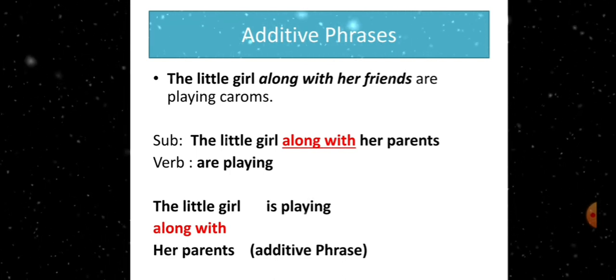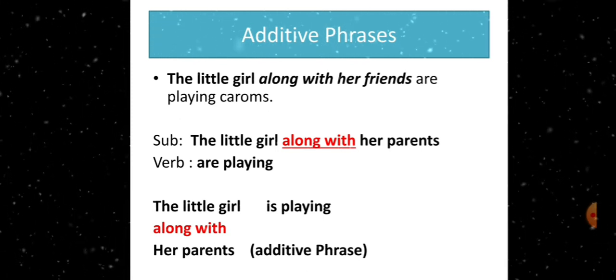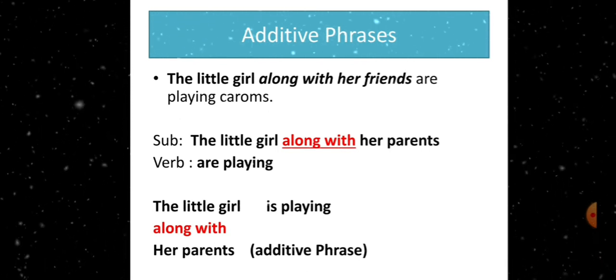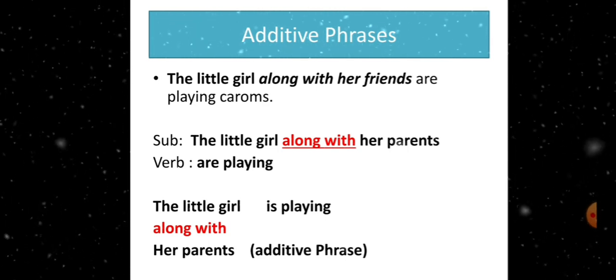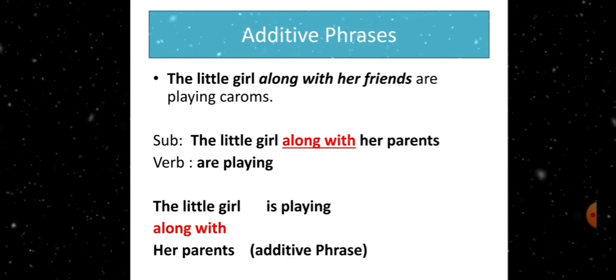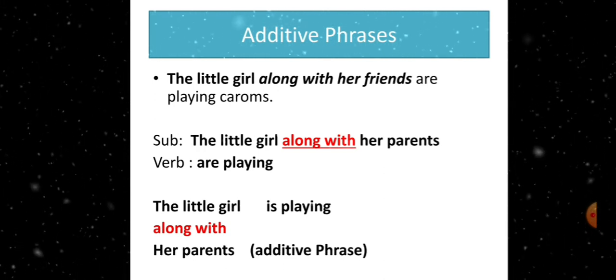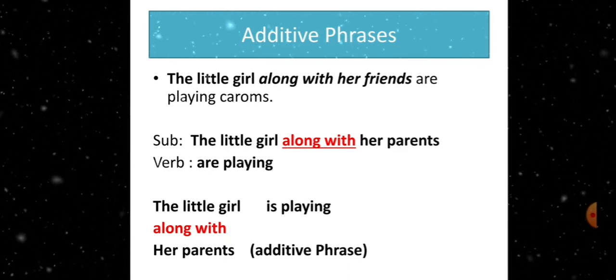So subject is something that precedes the verb. That means the part that comes before the verb can be considered as subject, right? So here the part that is coming before the verb is the little girl along with her friends, right? So this part is preceding the verb, the little girl along with her friends. And the verb is are playing.